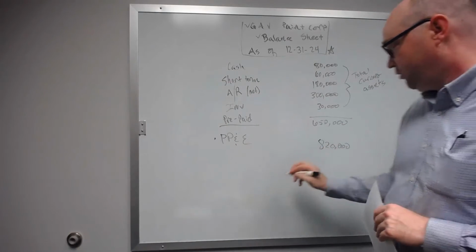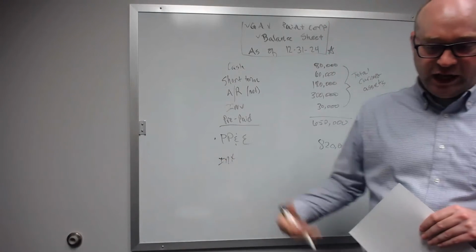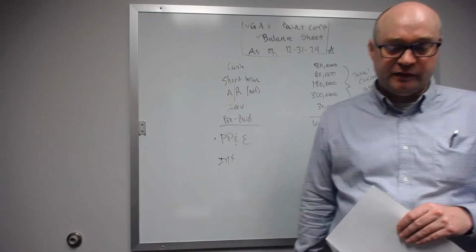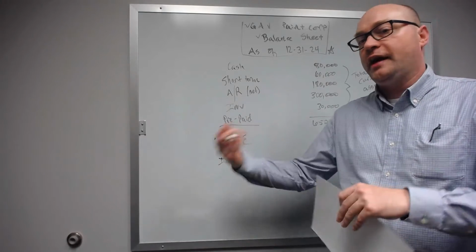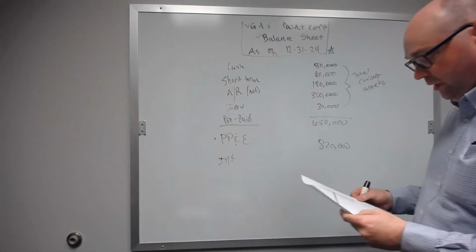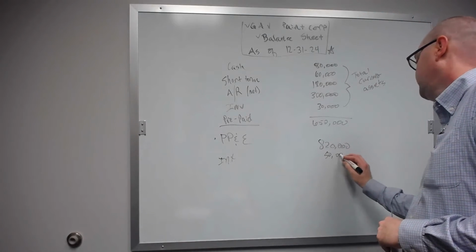Now we've got intangible assets. We won't talk too much about those. Intangible assets are things like goodwill, patents, copyrights, things that you can't physically hold that are actually useful to your company and may help you generate revenue. So we'll see those are worth $50,000 in our books.